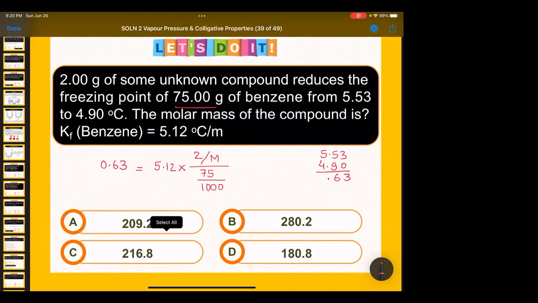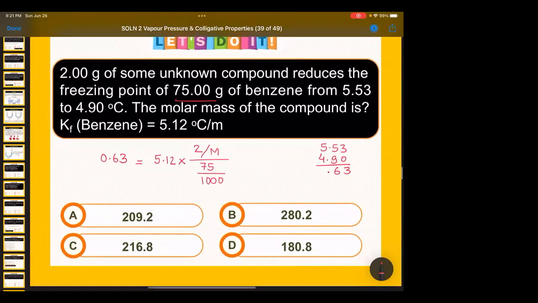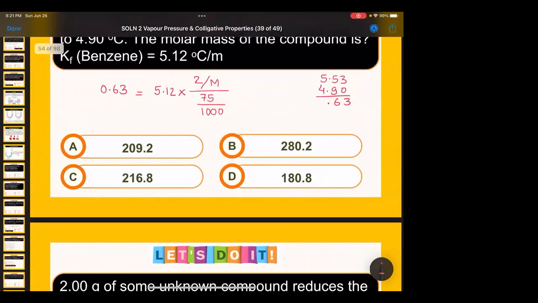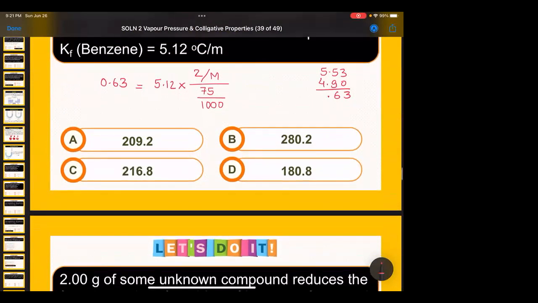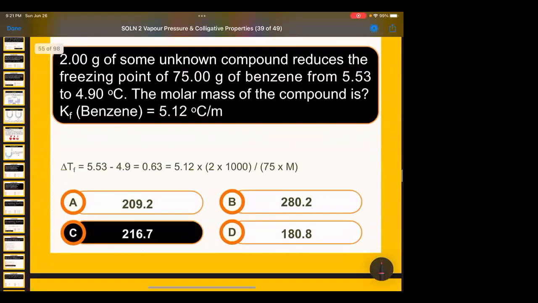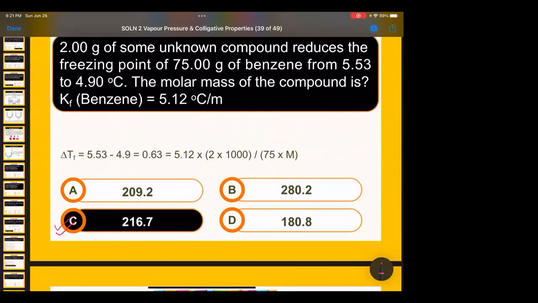Mehraj is getting option C. Yeah, so you can solve it. The data is very good and you can cancel it very easily. The right answer is option C. Is it clear? I hope you are getting it right. Yes, sir. Okay, good.